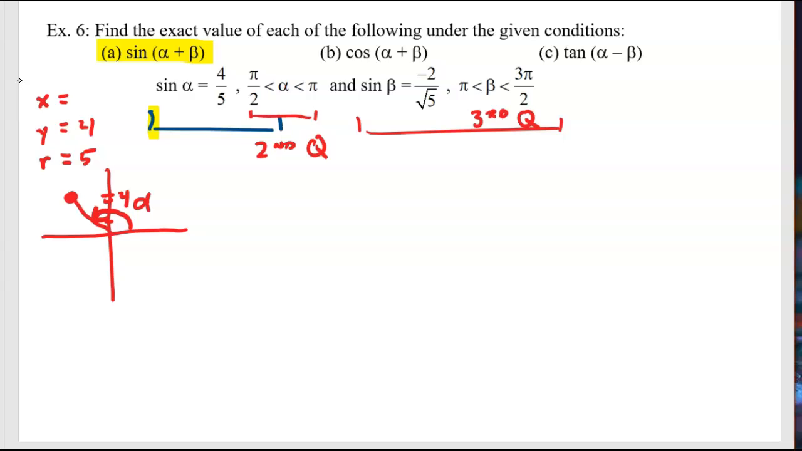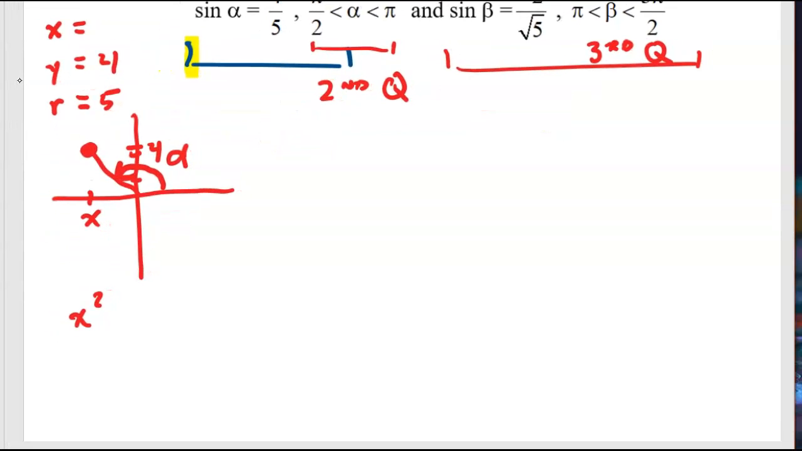So right now I know that y is 4. I do not know x, but I do know r. So I'm going to call this the x value I'm trying to find. I don't know what x is yet, but I know that x is negative. So I'm going to use the Pythagorean theorem: x squared plus 4 squared equals 5 squared. And just a reminder, and we've seen this a lot, anytime you have a 4 and a 5, 5 is the hypotenuse. This is a 3, 4, 5.